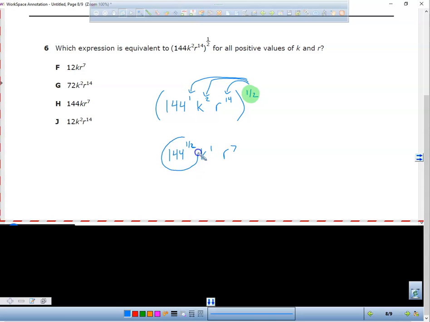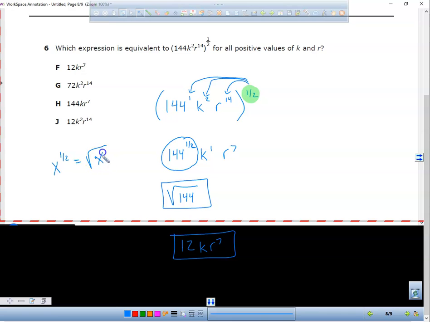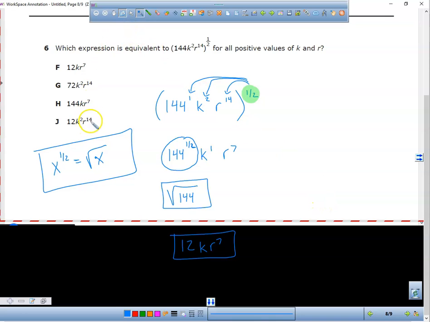This guy right here means the square root of 144, and the square root of 144 is 12. That's your final answer. Anytime you see something raised to the power of a half, that's the same as saying the square root. X to the power of 1/2 is the same as saying the square root of x. You can put that in the bank. That's never going to change. So our answer is obviously answer choice F.